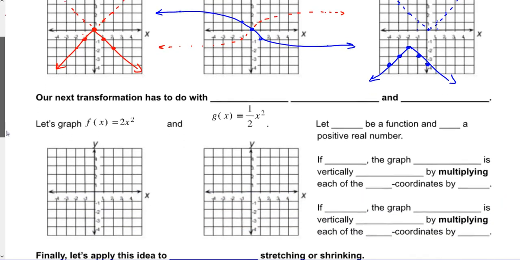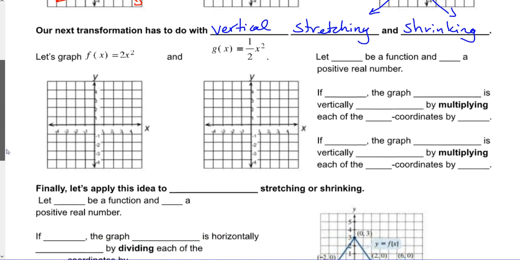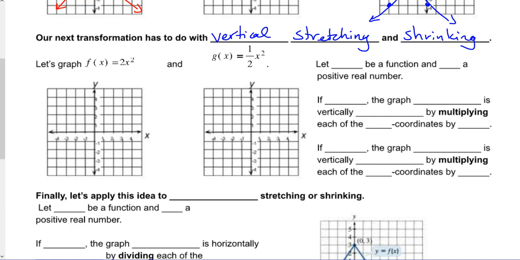Our next transformation has to do with vertical stretching and what we refer to as shrinking. Okay? Now, if I have this graph, we're going to let f(x) = 2x² and g(x) = 1/2 x². Now, I'm going to talk to you about this.